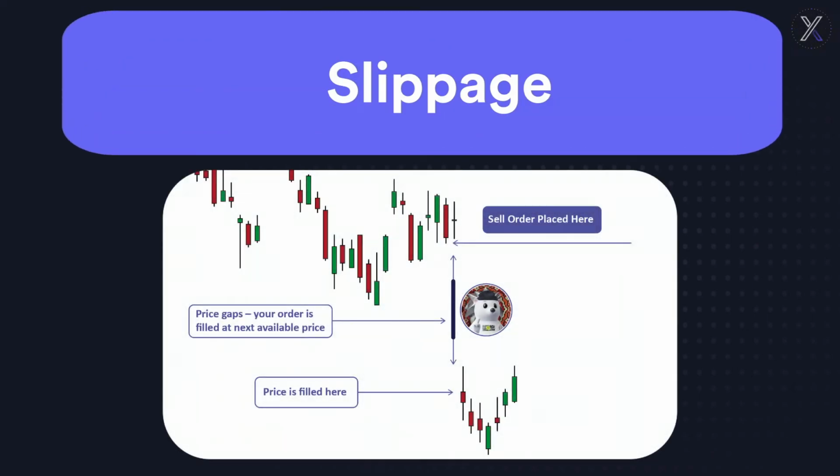Slippage usually occurs during periods of high market volatility. This results in an order being filled at a price that's different from the expected price. The difference between the best price on the books when the order is triggered and the actual fill price is called the slippage.